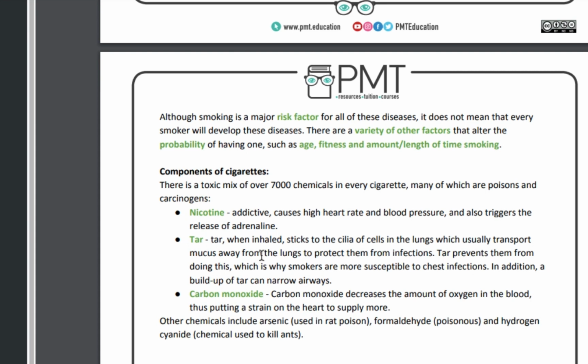Now let's take a look at the components of cigarette. What are those things that are in cigarette? The first one is what is causing these carcinogens. There is a toxic mix of over 7,000 chemicals in cigarette. Can you imagine what we smoke? Over 7,000 chemicals in cigarette.